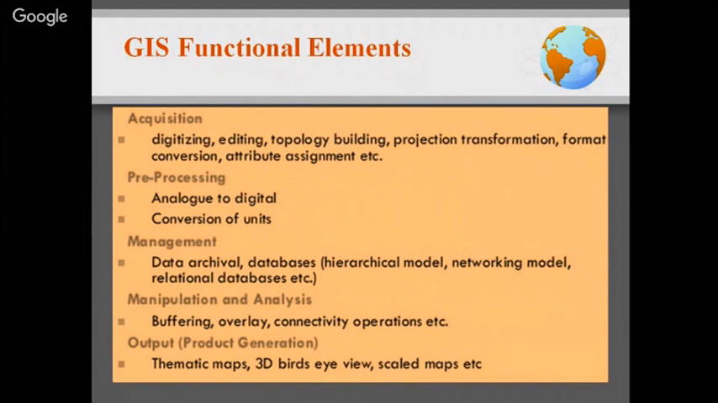Then you go for manipulation and analysis. These are the different capabilities of GIS softwares for spatially analyzing the data. They may be overlay, they may be buffering, connectivity operations. We are going to discuss them in detail in a while from now.